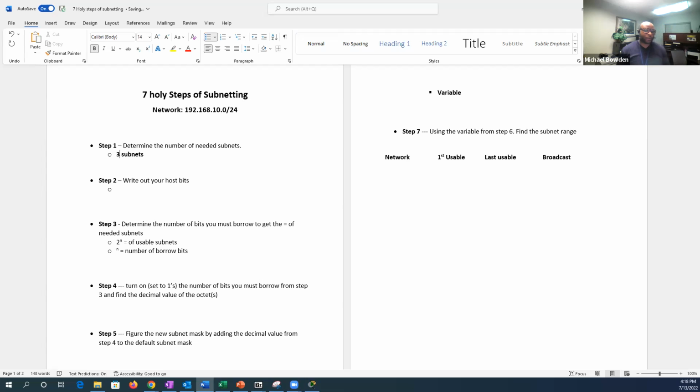Okay, so we need 3 subnets. We're going to write out our host bits. Host bits, you're looking at the network that you're given with your subnet mask, and our host bits are going to be in this last octet. So I'm going to write those out.